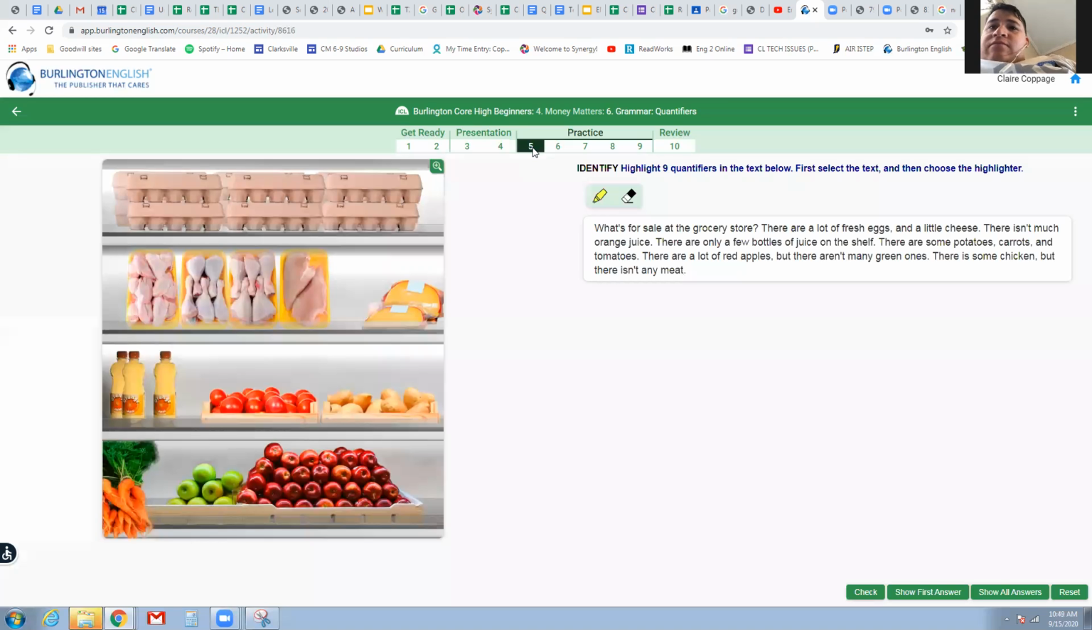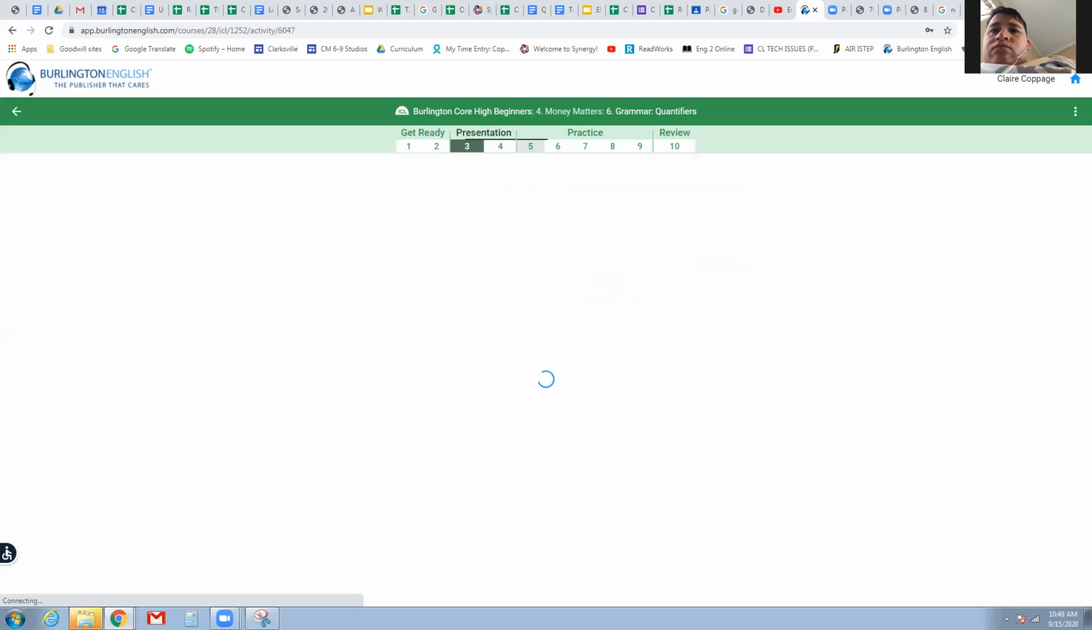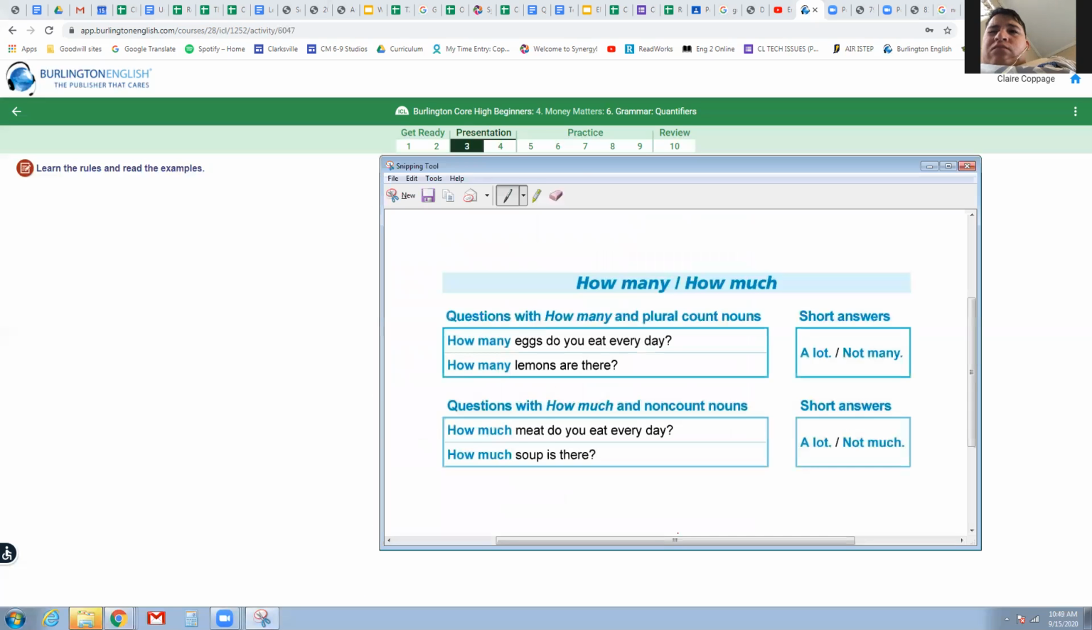Okay. We're going to highlight 9 quantifiers in the text below. So first we'll select the text and then we'll choose the highlighter. So we're looking for these words and I'll snip them for us.